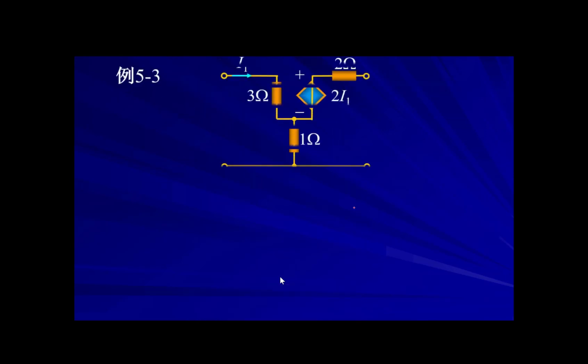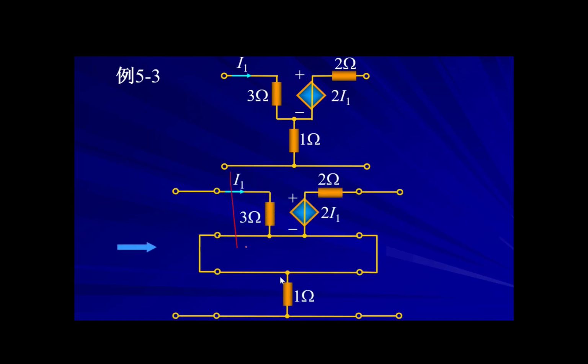For example, for this circuit, we can treat it as this two-port network, having a common point with this 1 ohm, zero connect. So for this circuit, the Z will equal Z1 plus Z2. Okay, we have finished this part.